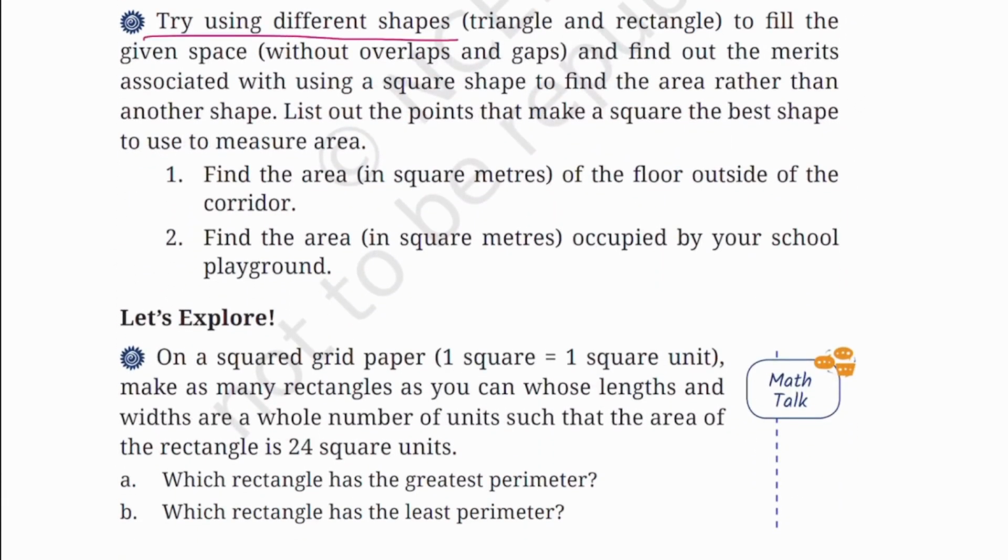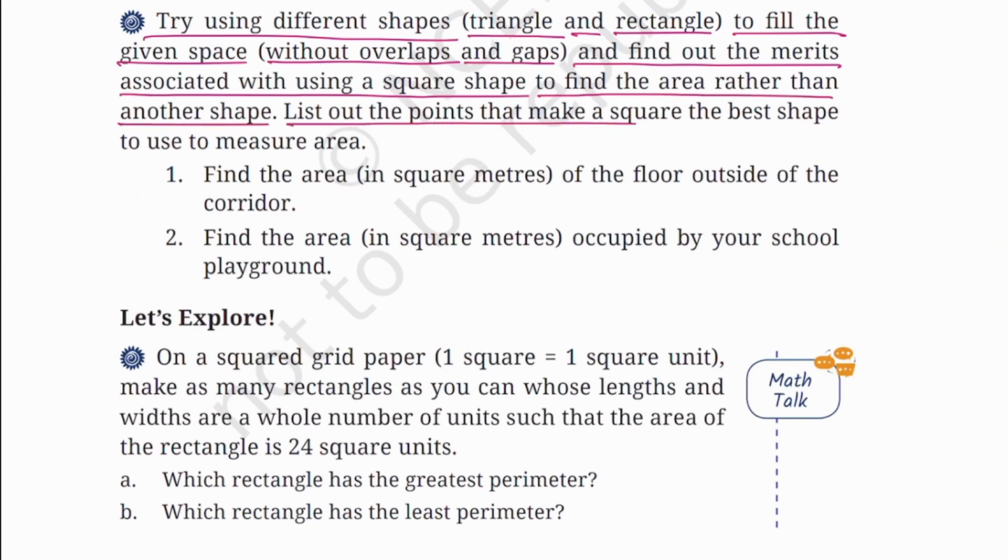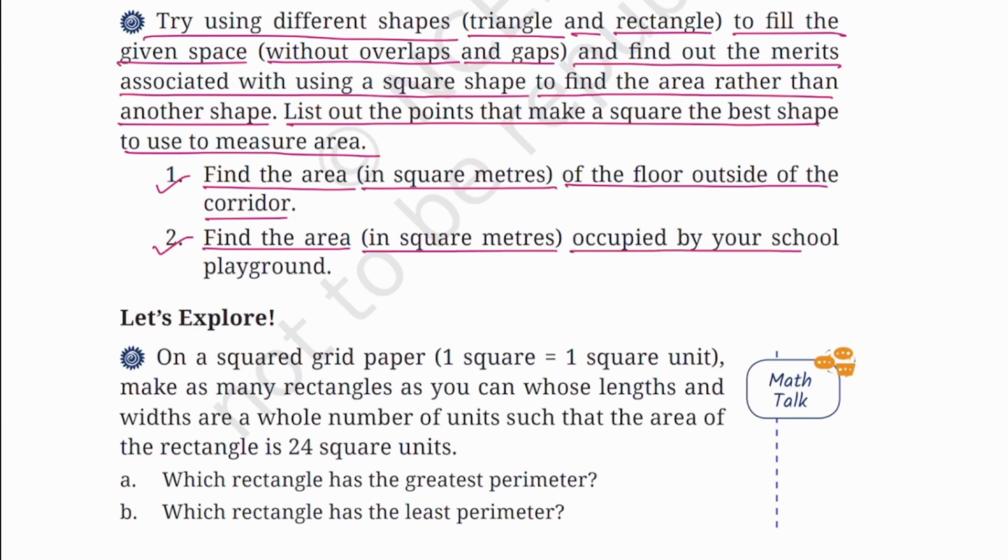Try using different shapes, triangle and rectangle, to fill the given space without overlaps and gaps, and find out the merits associated with using a square shape to find the area rather than another shape. List out the points that make a square the best shape to use to measure area. 1. Find the area in square meters of the floor outside the corridor. 2. Find the area in square meters occupied by your school playground.